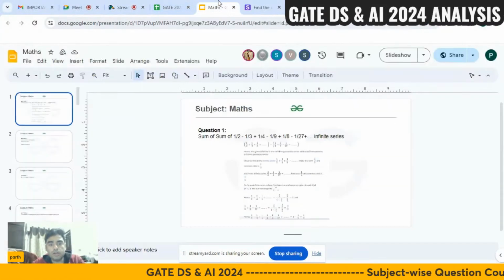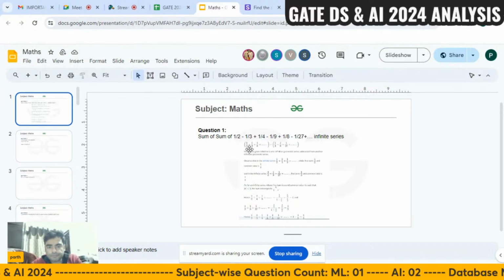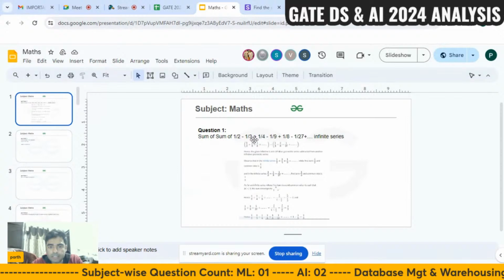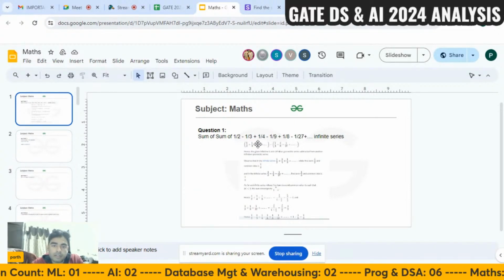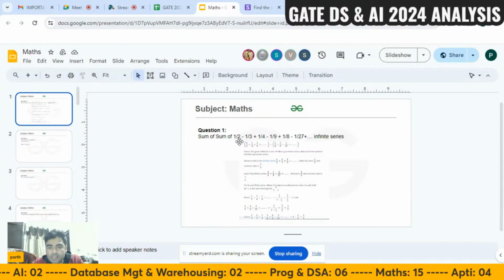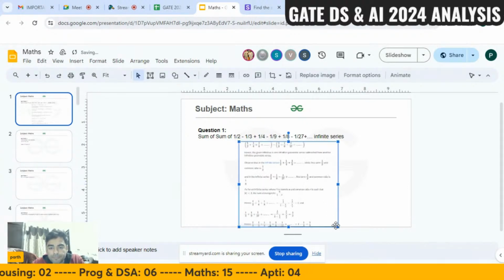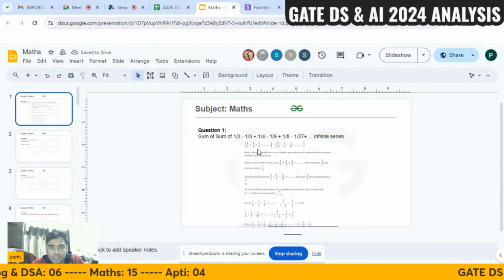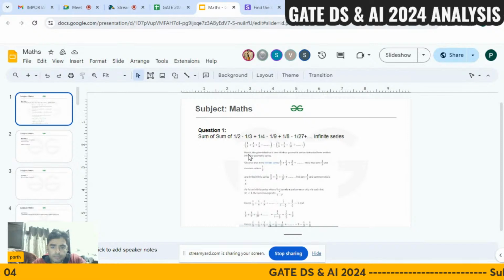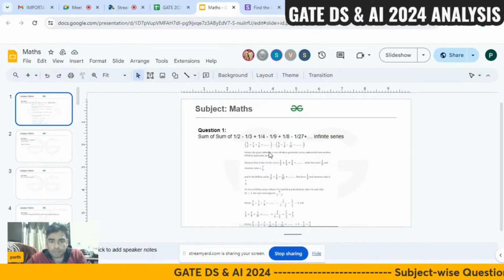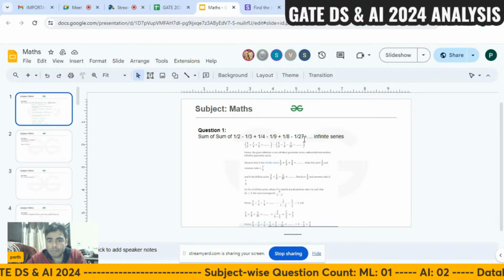Okay, so we'll be solving this question where it is written: sum of 1 by 2 minus 1 by 3 plus 1 by 4 minus 1 by 9. What we'll do is club all the positive ones and club all the negative ones. As you can see in the snapshot, when I club all the positive ones, the series becomes 1 by 2 plus 1 by 4 plus 1 by 8, and minus, clubbing all the negative ones, the series becomes 1 by 3, 1 by 9, 1 by 27.